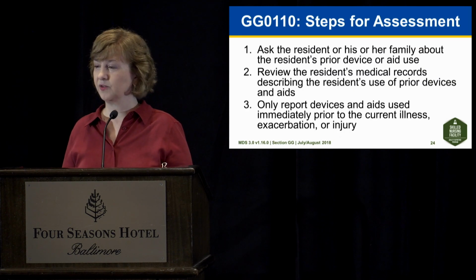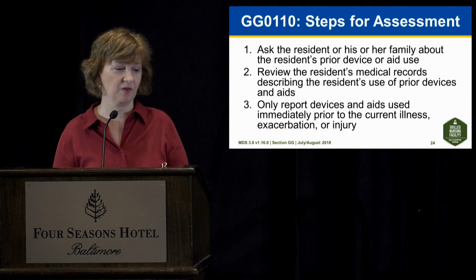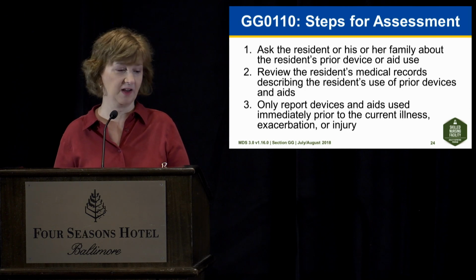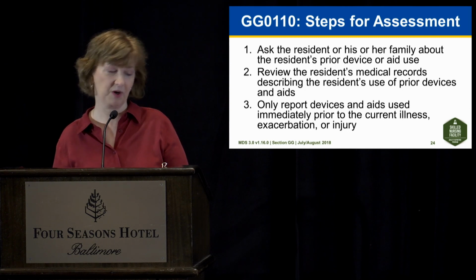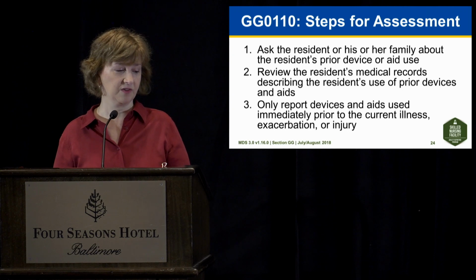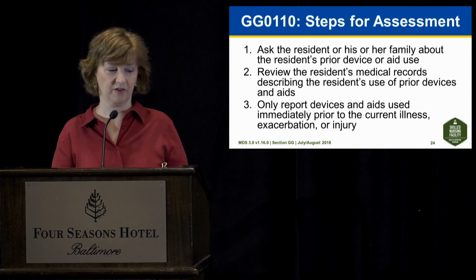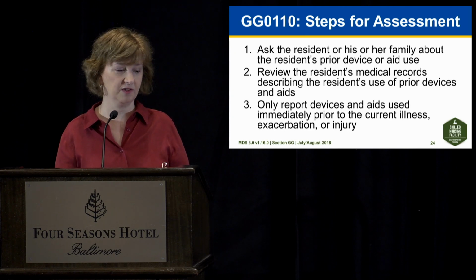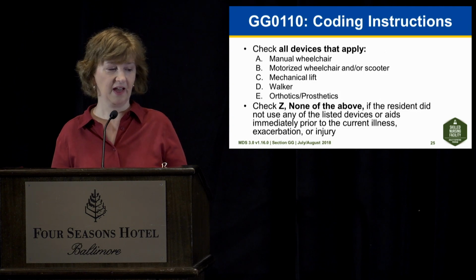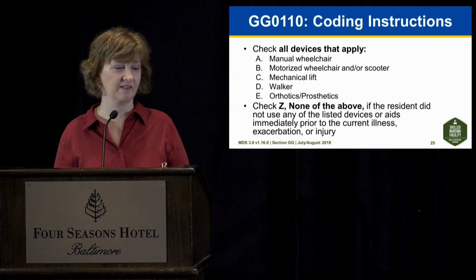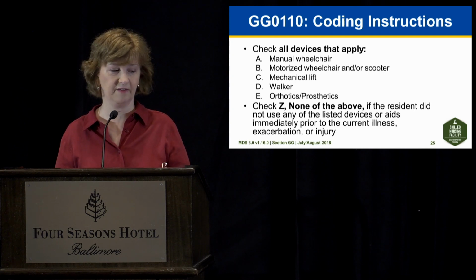So similar to the prior item, you would be asking the resident or family about prior device use. You'd be reviewing the resident's medical record perhaps to find out what might have been used prior to the acute care stay, if that's where the person came from. And you only report devices and aids used immediately prior to the current illness, exacerbation, or injury. So again, it's a checkbox, and if none apply, then there is Z, which you can check to indicate none of the above.